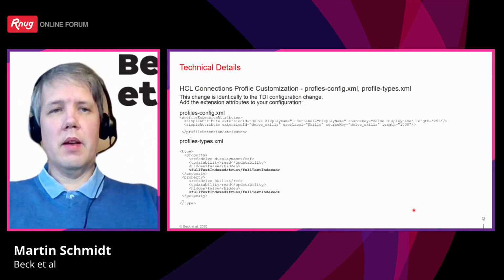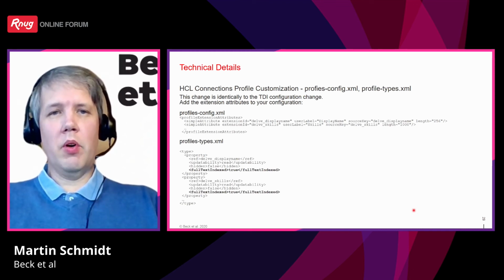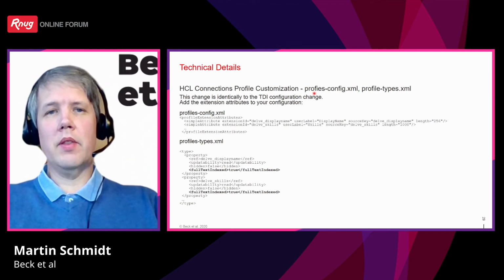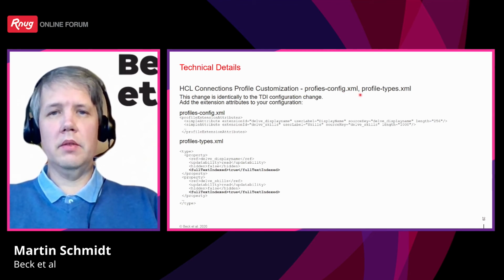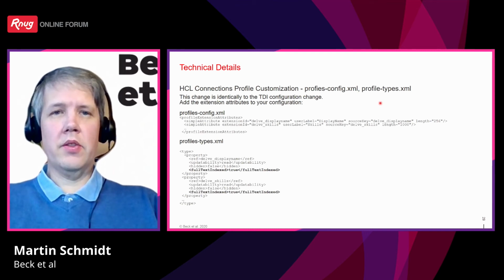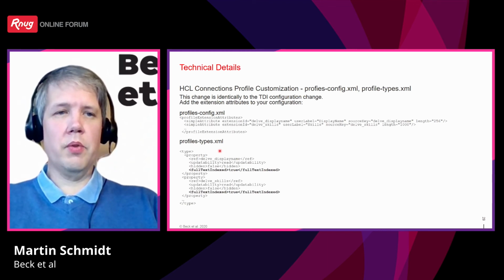To extend the HCL Connections profile data model, you have to customize the profiles-config.xml and the profile types. The extensions are quite similar to the ones you have to do for TDI. In the profiles config, you define additional extension attributes to be available. And in the profile types, you also say for this profile type, this data is available.